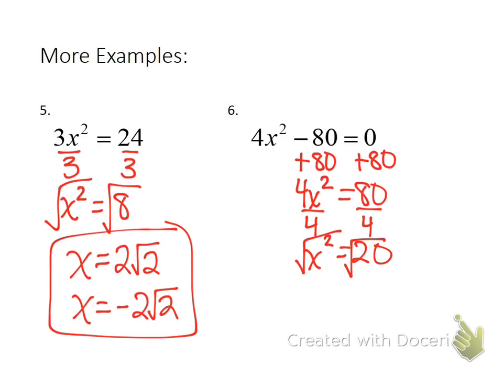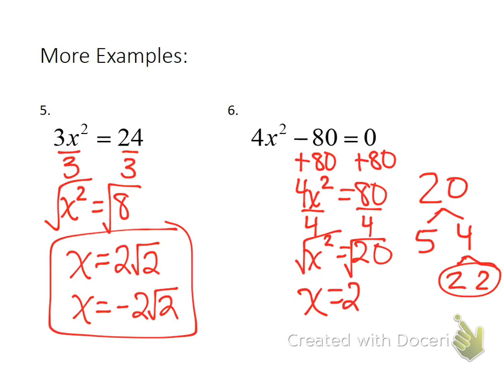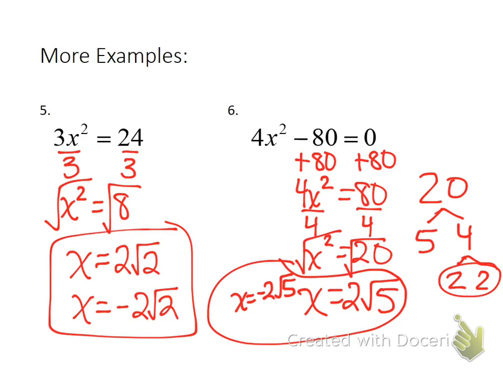Very good. So if we break down 20, that gives us 5 and 4. 4 breaks into 2 and 2. So that means we get 2 square root of 5. Or we could also get negative 2 root 5. I ran myself out of room. So we could have positive or negative 2 root 5.